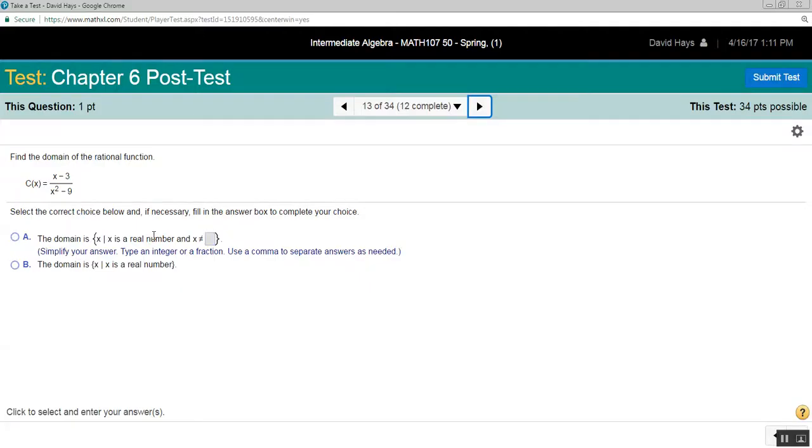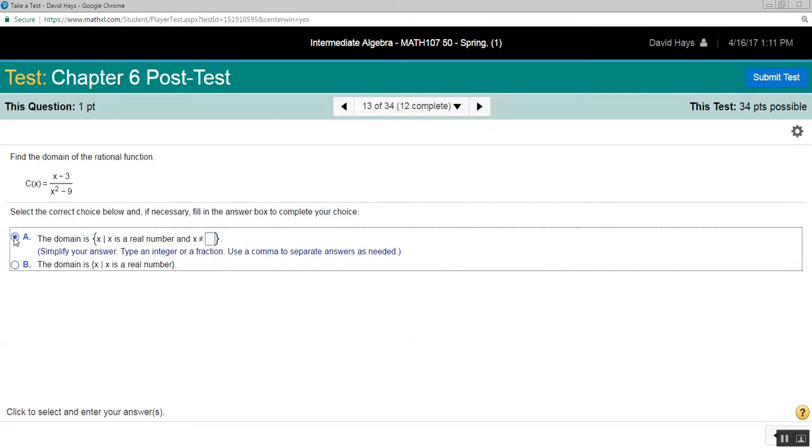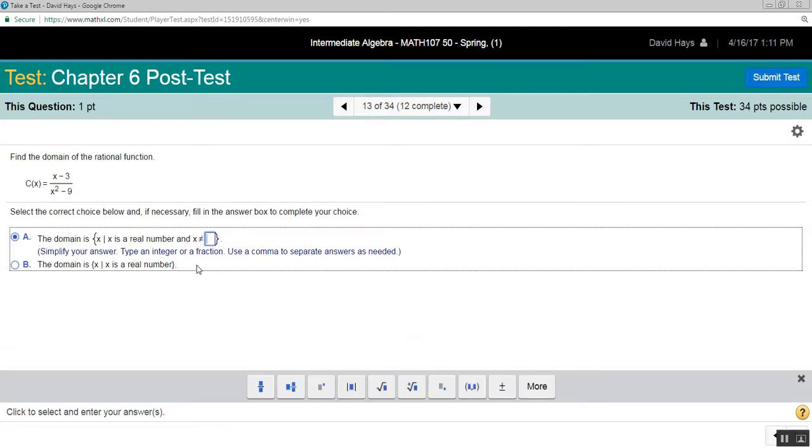Now let's see how they want us to write the answer, though. They actually use a not equal here. Okay, type your integer, use a comma. So it can't be negative 3 or 3. I was hoping it wasn't interval notation.